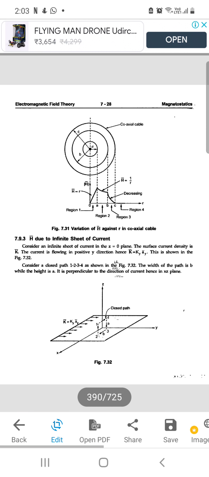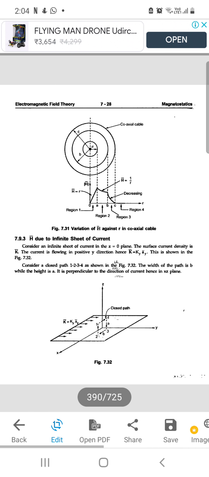Now consider magnetic field intensity due to an infinite sheet of current. This is our case 3, that is application 3. Consider an infinite sheet of current in the Z equal to 0 plane with surface current density K. The current flowing is in the positive y direction, hence K can be written as Ky ay, and this is shown in the figure. Now consider the path 1, 2, 3, 4 as shown in the figure.